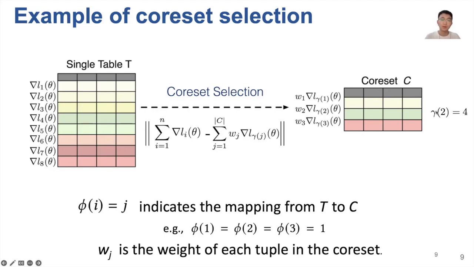In this example, suppose that similar colors indicate similar gradients. Current coreset C is a good coreset. The reason is that each color of tuples in T are represented by a very similar tuple in C. The weight of the 3 tuples are 3, 2, 3 respectively, and then the gradient approximation error is minimized, close to 0. Therefore, coreset selection is to select a subset with a fixed size, as well as the mappings, which determines the weights.